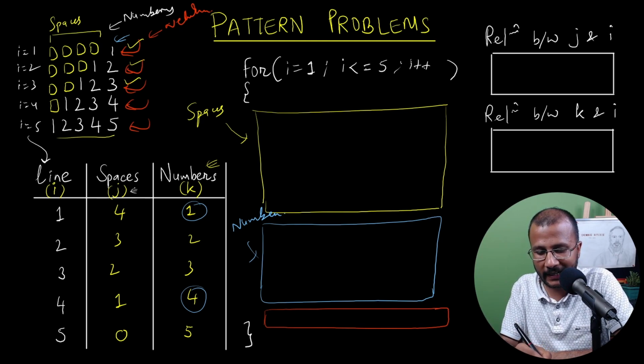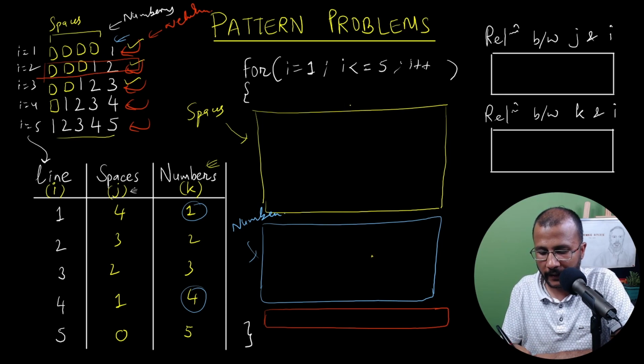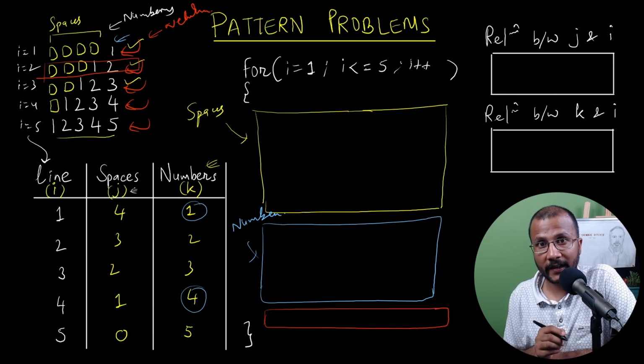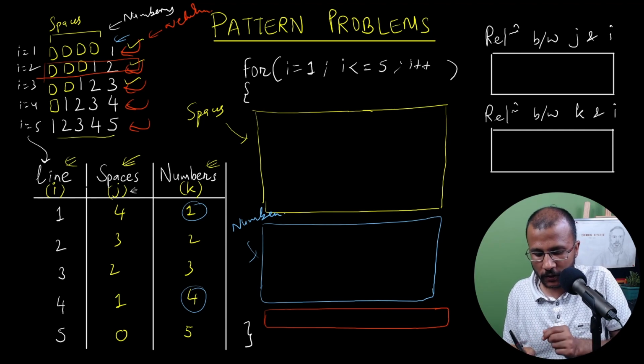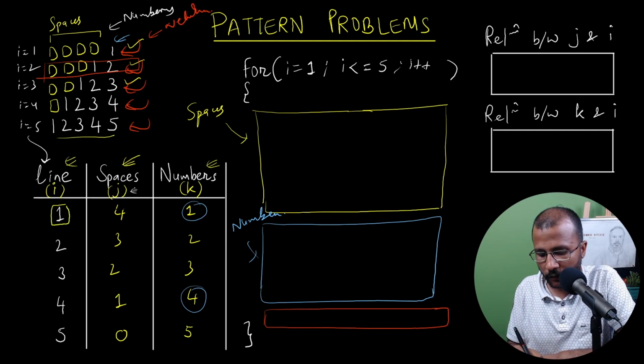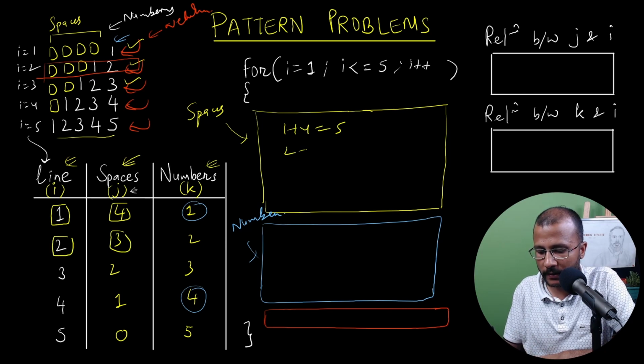If you just look at the second line, in the second line, first of all, you print 3 spaces and 2 numbers. Then you'll come here and a new line character. So first let's try to find out what is the relationship between the number of spaces and the line number. In line number 1 there are 4 spaces. So 1 plus 4 is equals to 5, right? In line number 2 there are 3 spaces. So 2 plus 3 is equals to 5. You add any line number. Let's take line number 5, and total number of spaces in that line, it becomes 5.